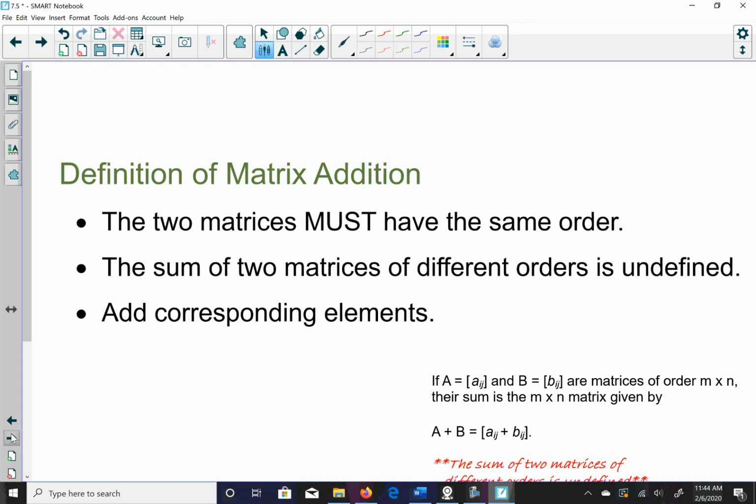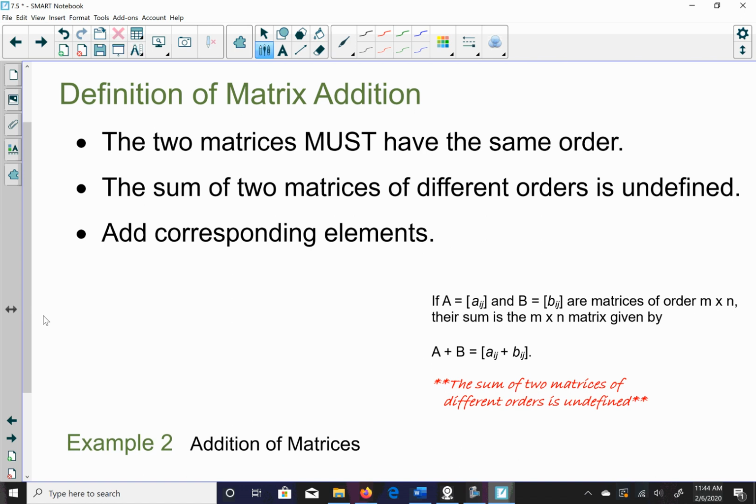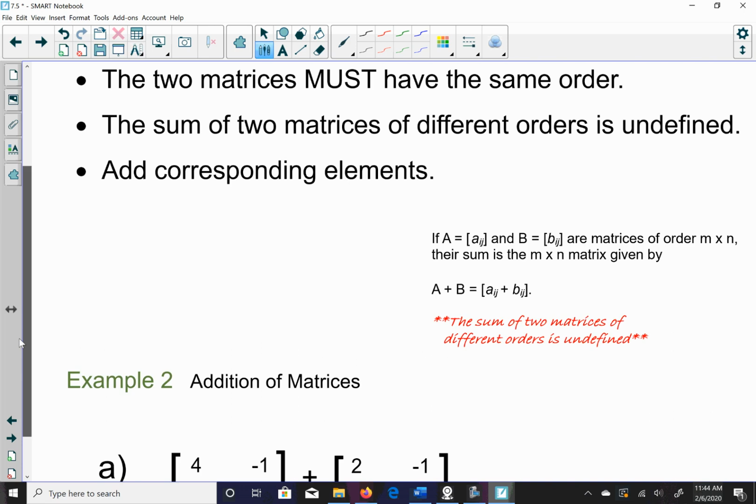So, definition of matrix addition: in order to add, you have to have two matrices that have the same order. Remember, matrix order goes rows by columns. The sum of two matrices that have different orders is undefined. In other words, you cannot add. And then in order to add the matrices, you just add the corresponding parts.